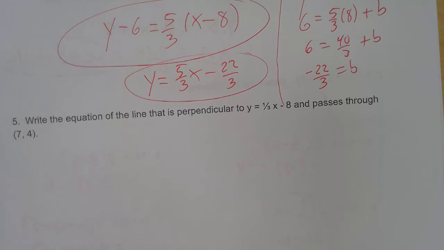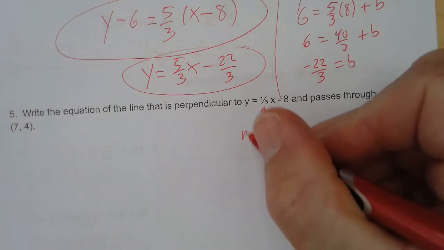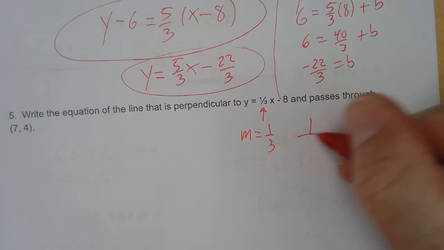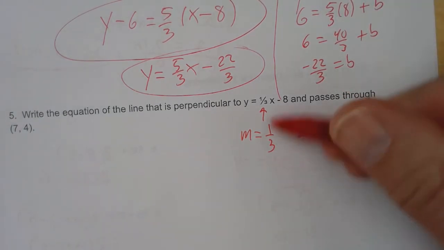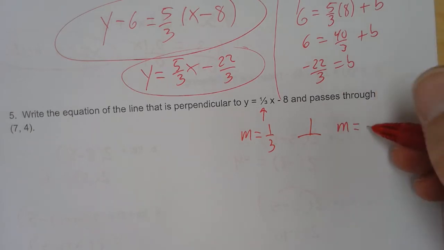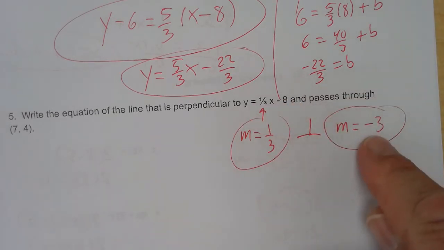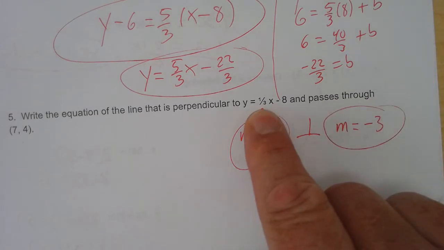Number 5, we want perpendicular. So this is my current slope. My current slope is 1/3. My perpendicular slope is the negative reciprocal. So it's opposite side and it's opposite in flipping over. So the new slope would be -3. So these two slopes are negative reciprocals of each other. Flipped it over, made it negative. And I know that's the current slope that I have.